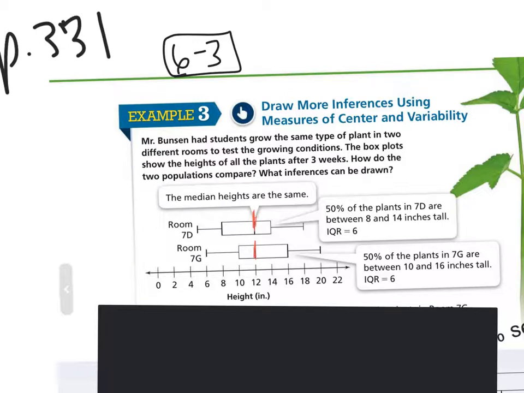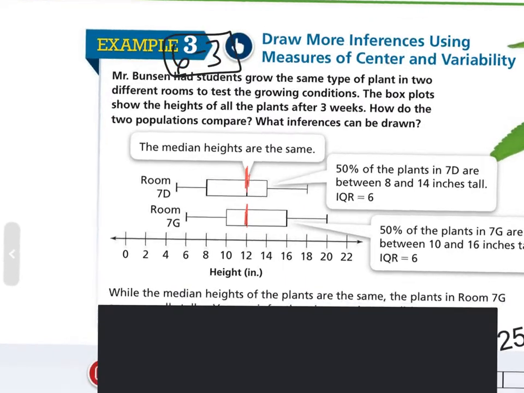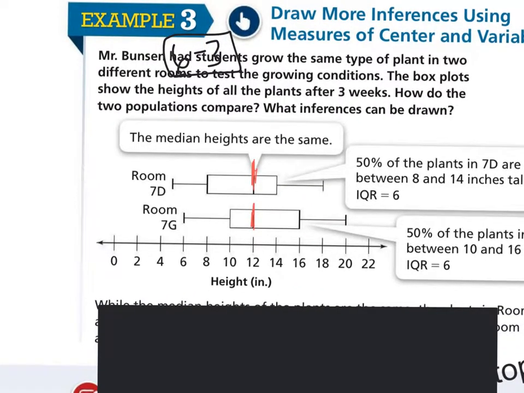So, some different observations. First of all, a quick and easy thing to do is look at the medians. Median, again, is right where the 2 boxes meet in your box and whisker plot or box plot. Notice the median heights are the same. So 50% of the plants were taller than 12 inches, 50% were less than 12 inches.